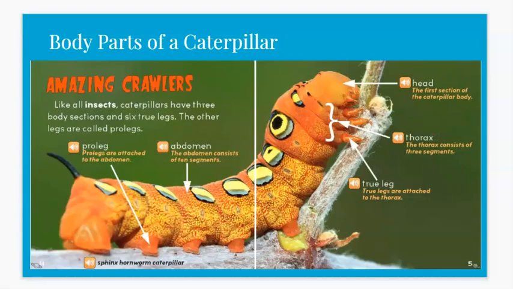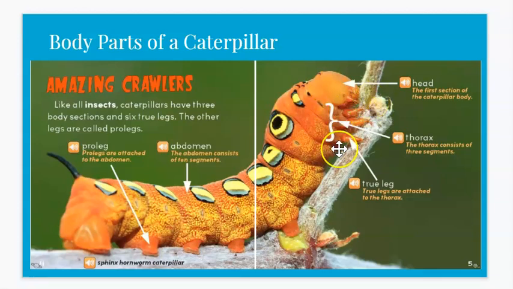Let's take a closer look at this diagram. This is body parts of the caterpillar. Amazing creatures. Like all insects, caterpillars have 3 body sections and 6 true legs. The other legs are called prolegs. You can see here that this is the head. The spinneret is also located up here. This is at the top portion of the caterpillar's body.